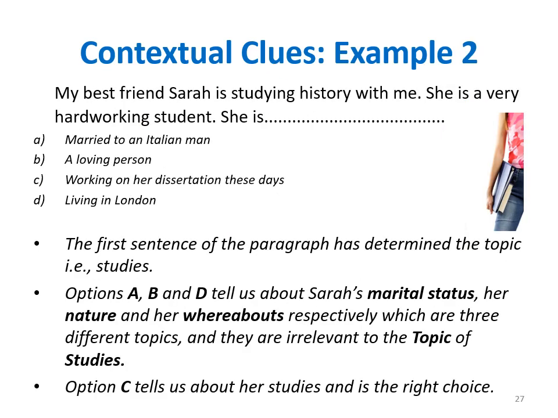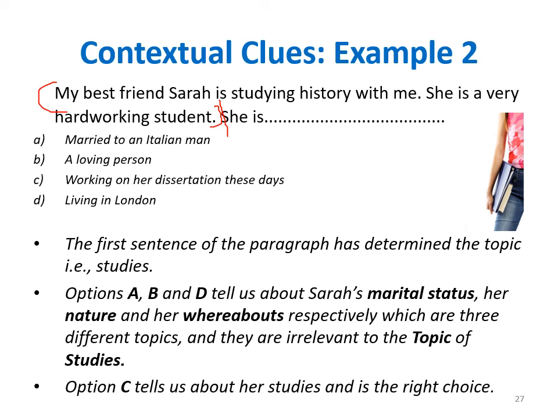Contextual clues, second. My best friend Sarah is studying history with me. She's a very hard-working student. She is now married to an Italian man. Now, if you don't look at this sentence, everything fits well, it seems. She is married to an Italian man, perfect sentence. She is a loving person, great sentence. She is working on her dissertation these days, perfect sentence. She is living in London.